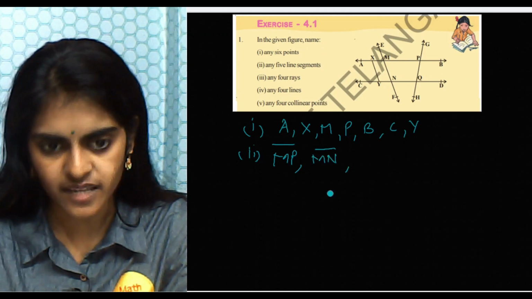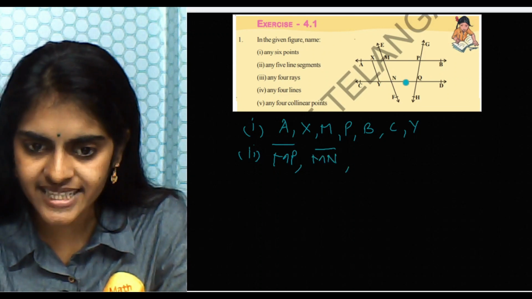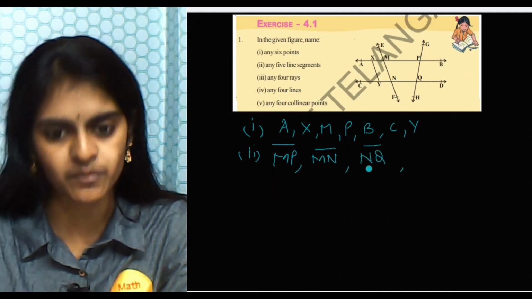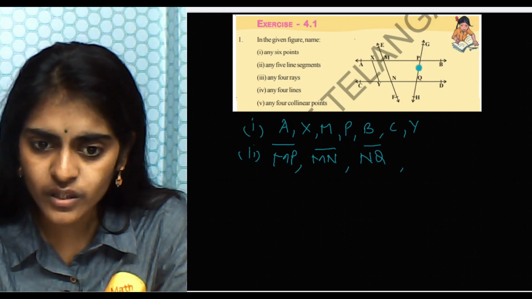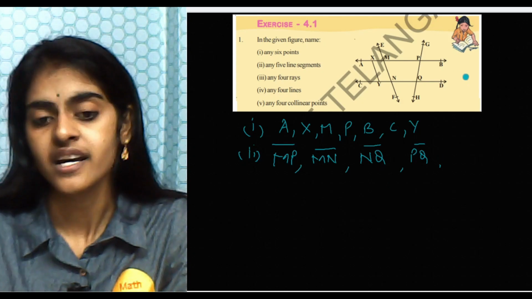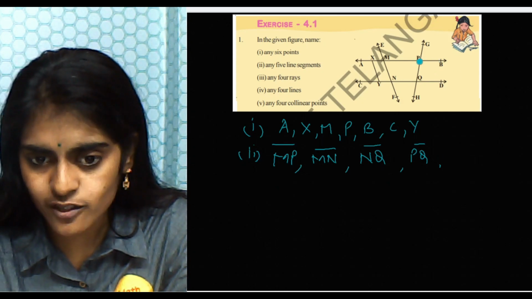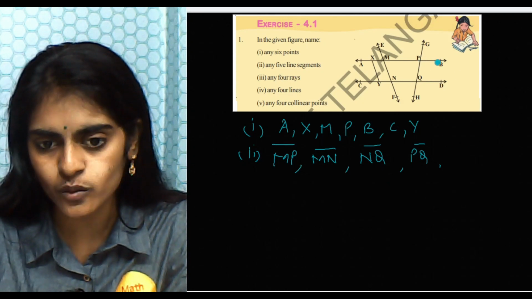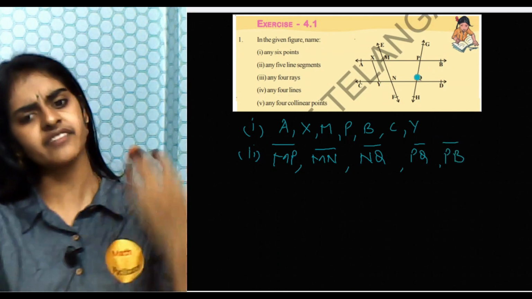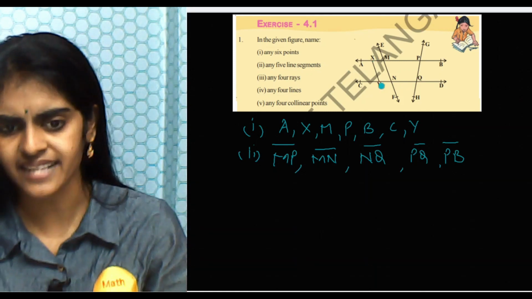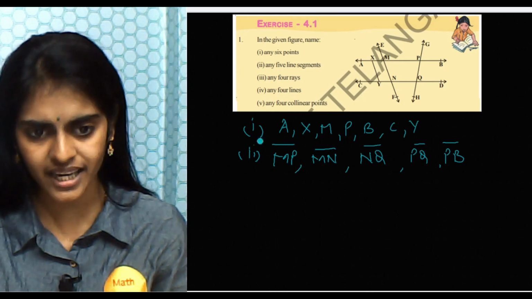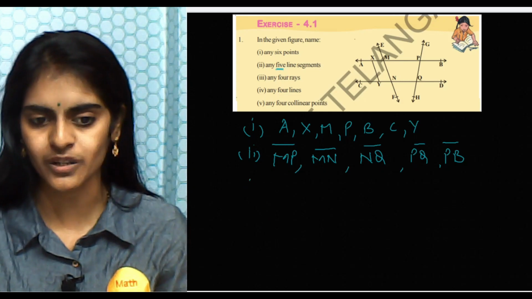MN is a line segment. Again here you can see NQ is also a line segment, NQ with a line segment symbol over it. PQ is again a line segment. Now here you see PB is also a line segment, isn't it? These are the 2 endpoints, P and B. In this way you can get different line segments. XY is also a line segment, AX is a line segment. You can get many line segments from this figure. Since they asked only 5, I took only 5.